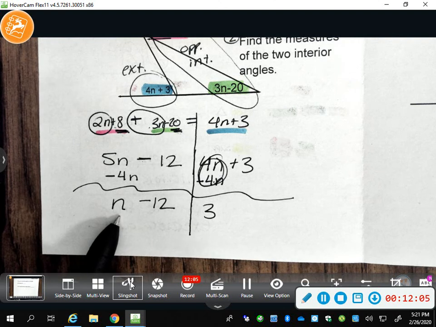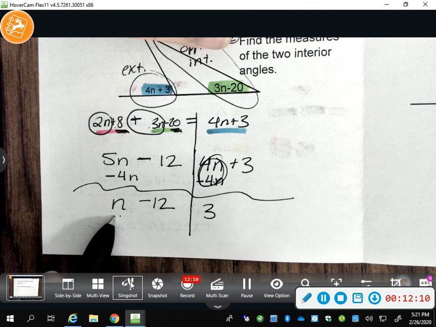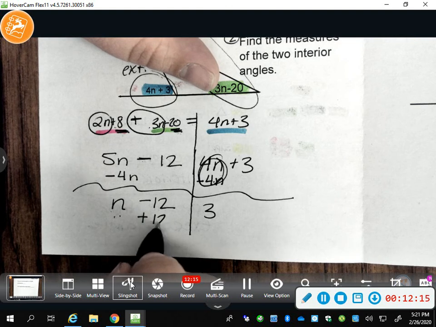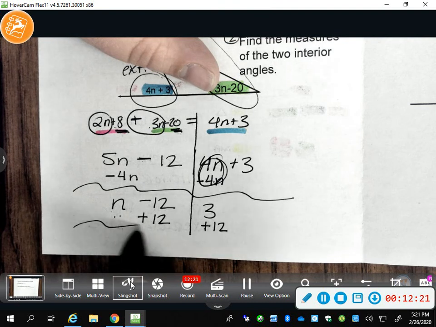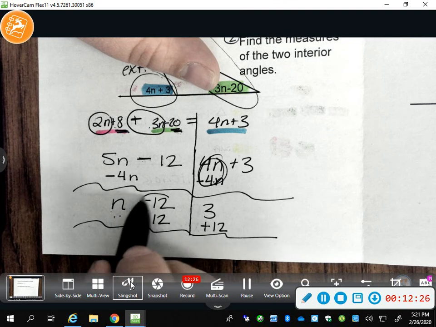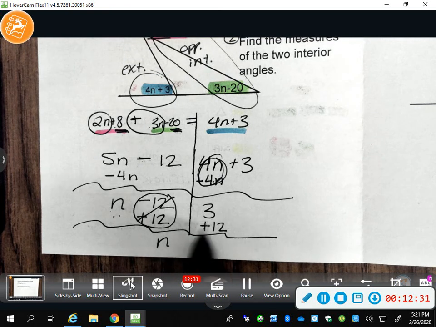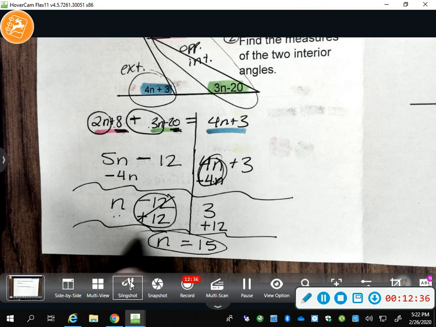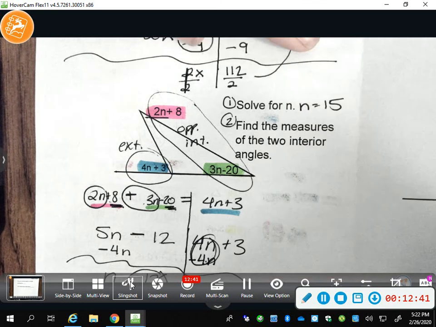Now n is on one side of the equation, which means all of my constants or plain numbers need to be on the other side of the equation. So I should move the minus 12. To undo a minus 12, we will plus 12. So I'll plus 12 to the other side as well, on the right. N minus 12 plus 12. The minus 12 and plus 12 make 0, so we're left with just n. 3 plus 12 on the right gives us 15. And we know that n is equal to 15. I'm going to say n equals 15.